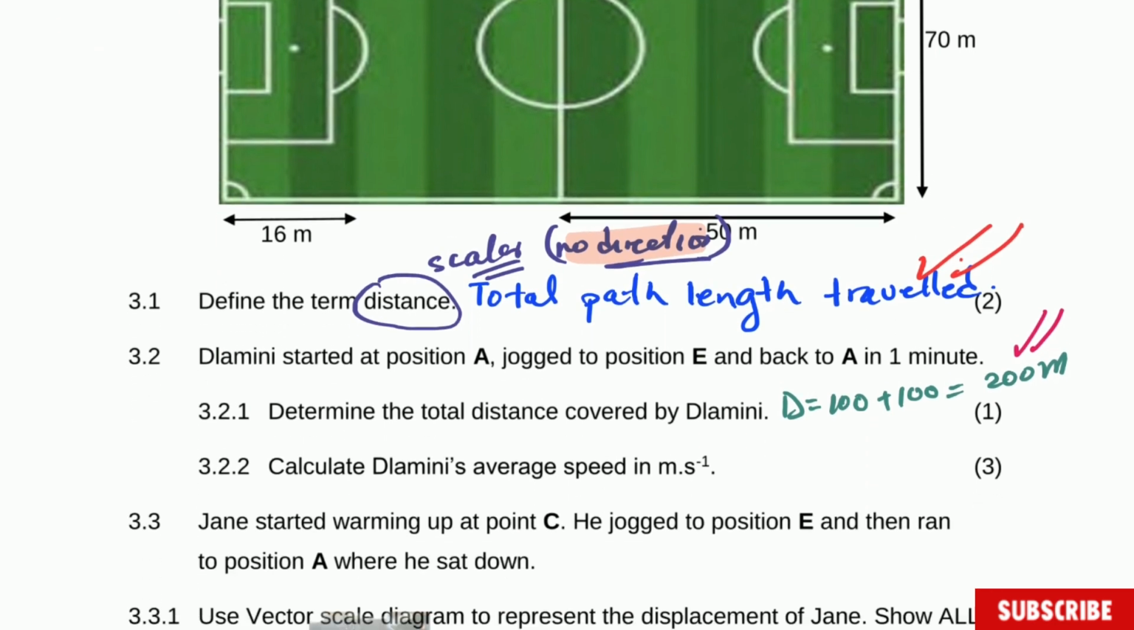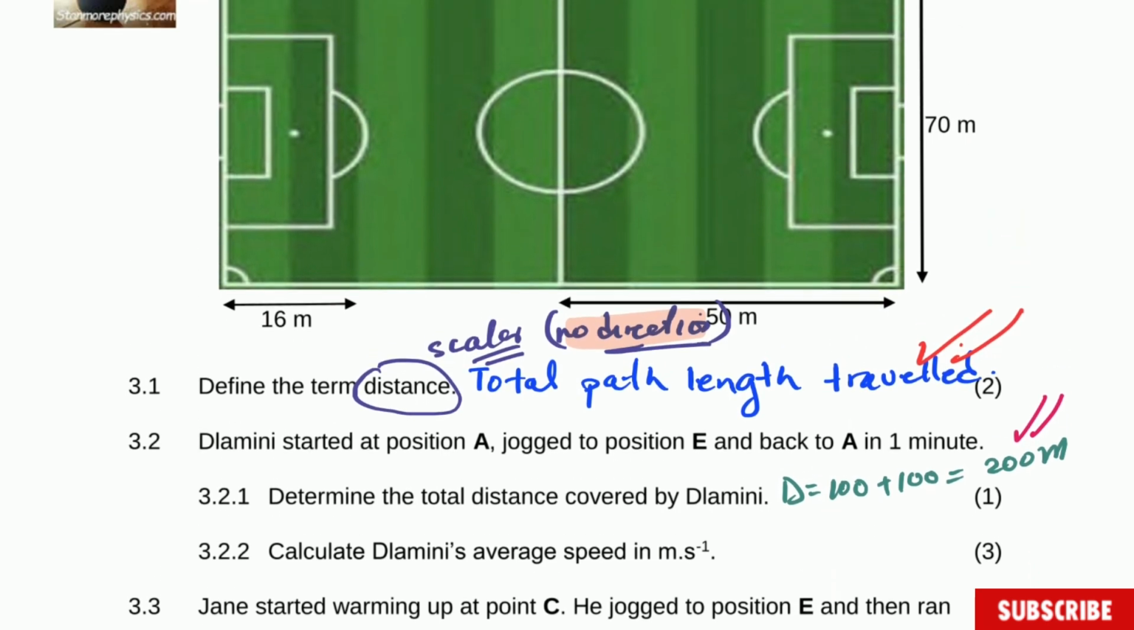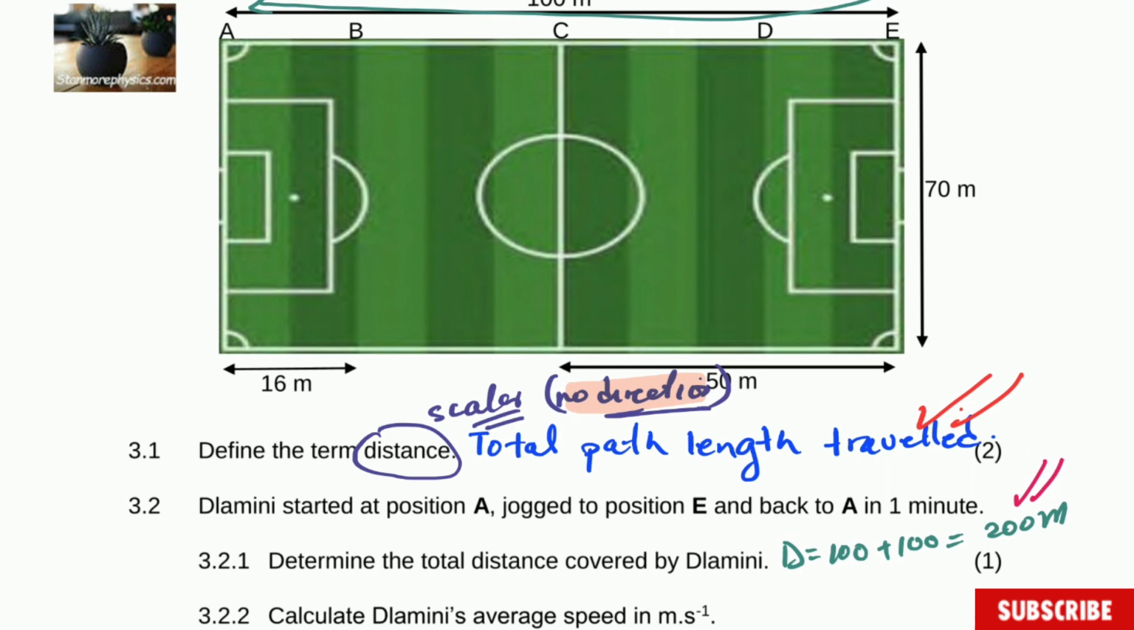We go to 3.2.2. Calculate Dlamini's average speed. Now, what you need to know is that speed is equal to distance divided by time. So we can answer this question here, 3.2.2. They want you to calculate average speed. I'm going to write speed. Speed is equal to distance divided by the total time.